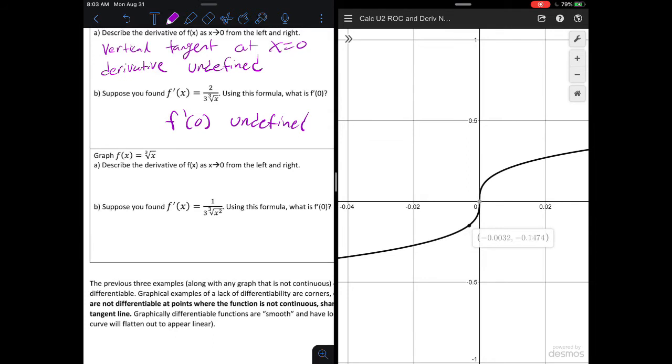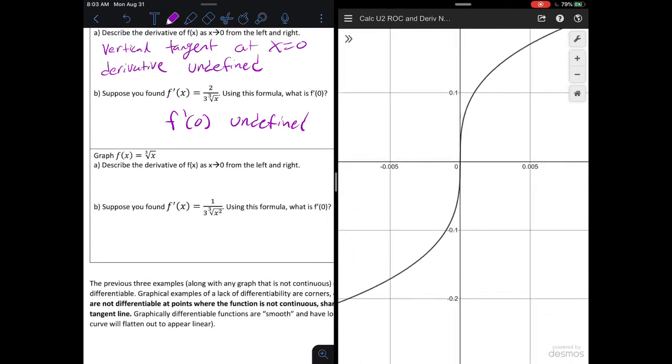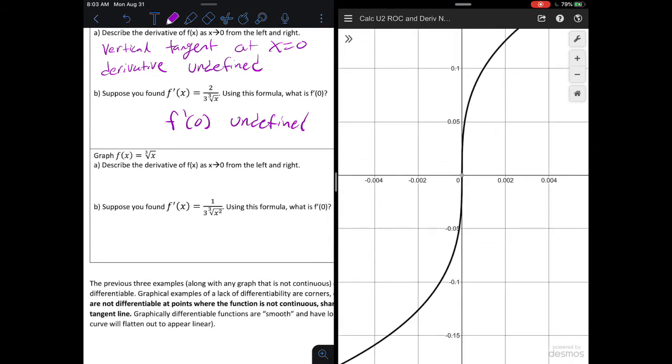Well, as I come at 0 from the left-hand side, I'm looking at my slope here. And the slope of that curve, as I'm getting closer and closer to 0, let me start zooming in, all right? And you look, the curve is becoming vertical. So I'm starting to have another vertical tangent. So what that means in terms of the derivative is my derivative is going to be undefined.